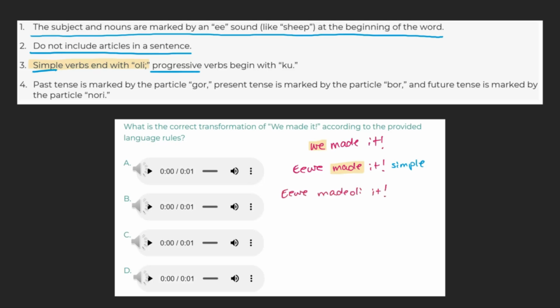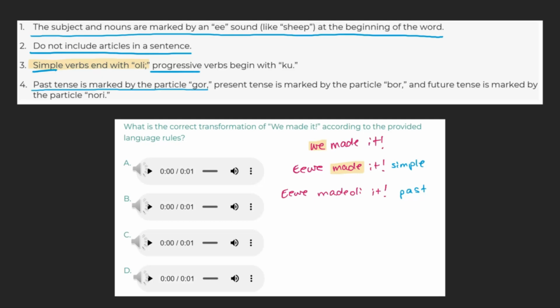Finally, our last rule focuses on tense. Our sentence is in the past tense. It's describing something that's already happened. As we can see, past tense is marked by the particle gore. This being the case, we can revert our verb to its base form, make, as made is a past tense indicator, and with our past tense indicator gore, we don't need two indicators.